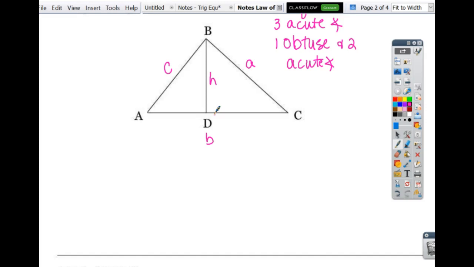So if I look at angle A, and I ignore this part of the triangle now because I dropped this down here, I want to know what is the sine of A. The sine of A would be the opposite over the hypotenuse, which would be h over c. And I want to do the same thing for angle C. The sine of angle C would be the opposite over the hypotenuse, which would be h over a.